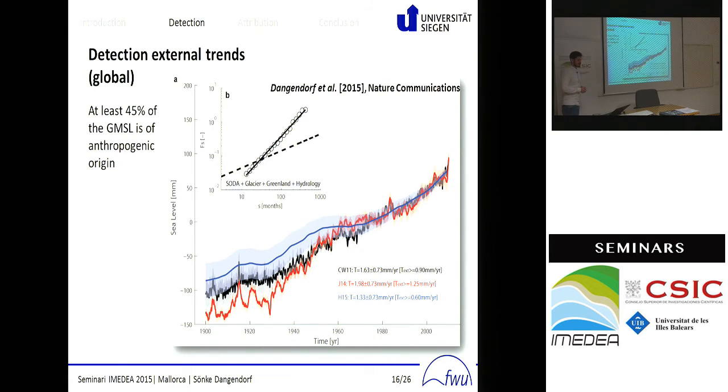We tested that approach also for global mean sea level. For global mean sea level, we tested the different reconstructions which are available at the moment, which are most popular. And for global mean sea level, we found that depending on the reconstruction, which has a bit different trend, related to a different merging of the different time series, we find that in all cases, at least 45% of the observed change in global mean sea level is of anthropogenic origin.